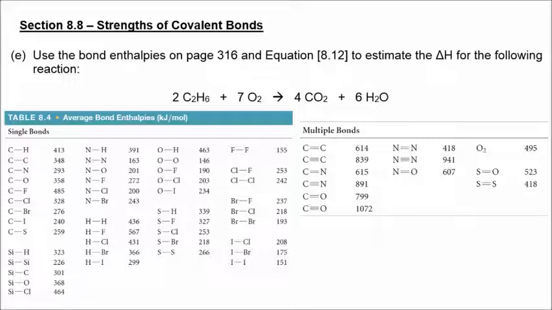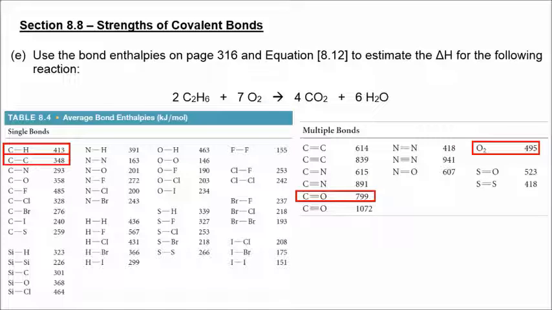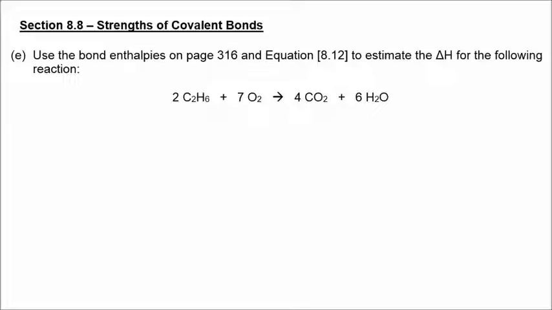So the numbers we need from table 8.4 are a CH single bond that comes in at 413 kilojoules. A carbon-carbon single bond is 348 kilojoules. We have the O2 double bond at 495. The carbon-oxygen double bond, which comes in at 799. And the oxygen-hydrogen single bond, which is 463. Let's use these numbers to do the math to calculate and estimate delta H.